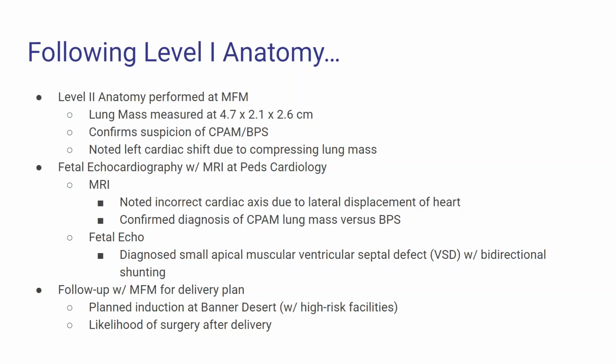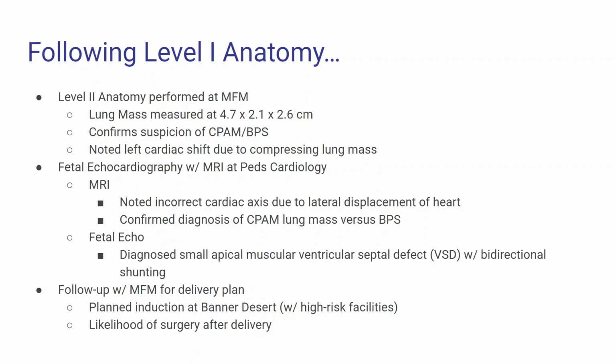So the level 2 anatomy was performed at maternal fetal medicine. The lung mass measured about the same. This confirms the suspicion, including a left cardiac shift due to the compressing lung mass. Fetal echocardiography and MRI were also ordered at pediatric cardiology. In the MRI, incorrect cardiac axis was noted due to the lateral displacement of the heart.